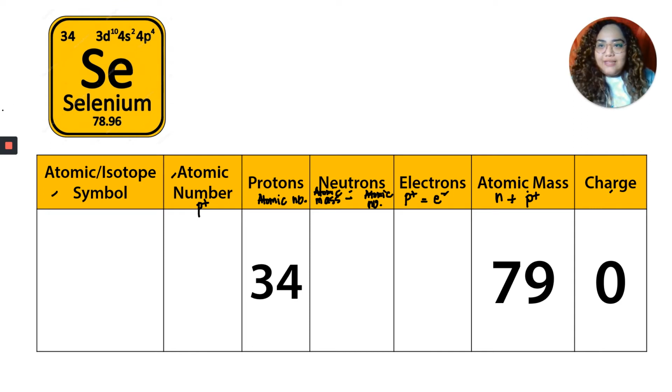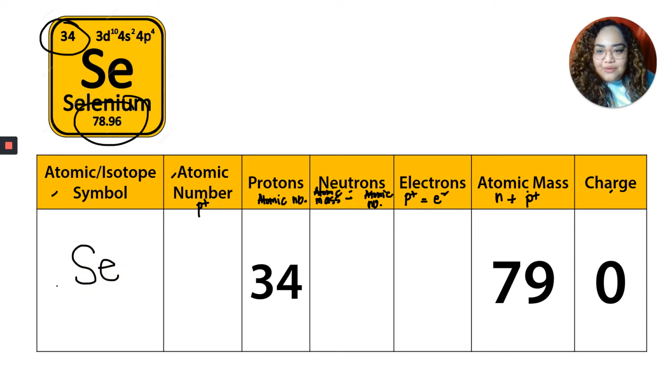So here is the atomic number and here is the mass. You can see that the mass is 79. Okay, so we know that this is selenium, so we're going to write selenium here. And we know that its number of protons is 34. Now, let's determine the mass. The mass is already given, and that's 79. So this is pretty easy, right? But we're lacking one more piece of information, and we are gonna talk about that later on.